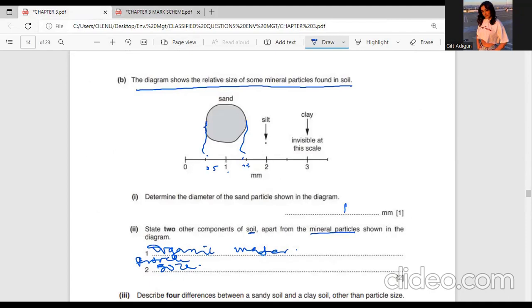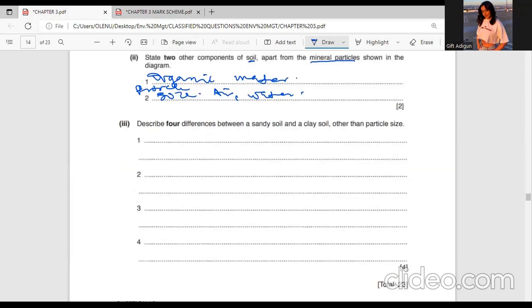And air, do you get it? So they're saying you should write just for soil in general and not based on the diagram. So basically, I can bring in now the need for air, also water can be a component. So quickly, let's see. Describe four differences between sandy soil and clay soil other than particle size.